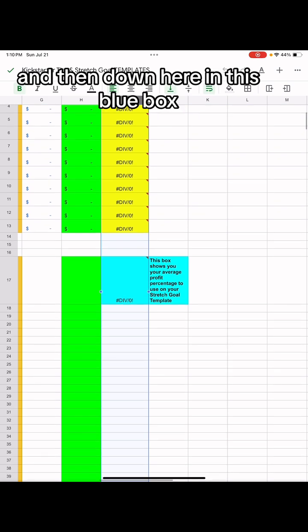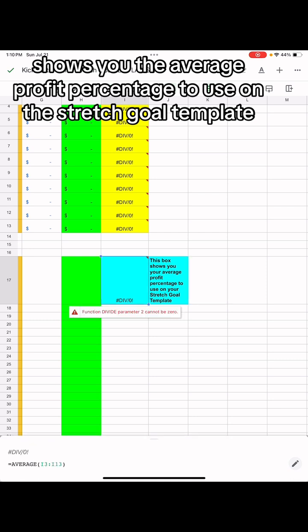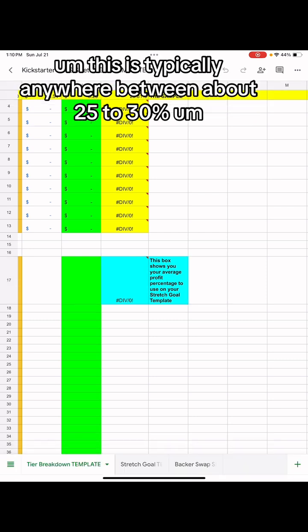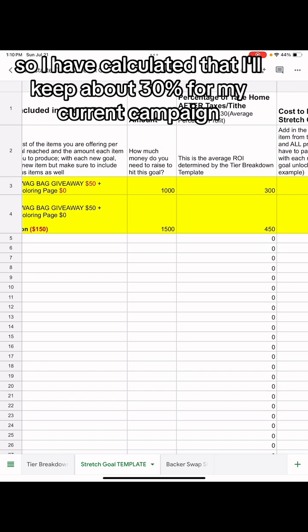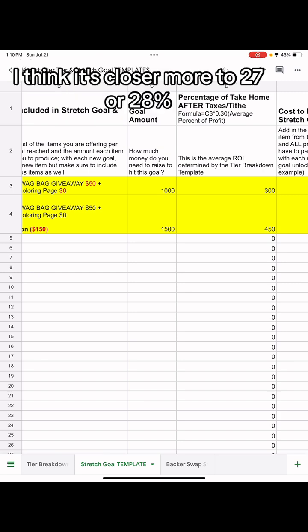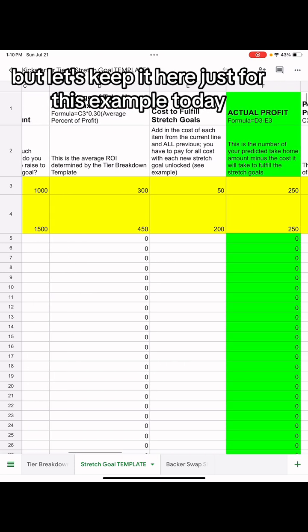And then down here in this blue box, this box shows you the average profit percentage to use on the stretch goal template. This is typically anywhere between about 25 to 30%, at least in my personal experience. So I have calculated that I'll keep about 30% for my current campaign. I think it's closer to 27 or 28%, but let's keep it here just for this example today.